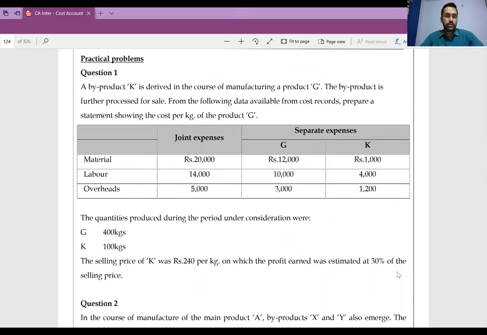Practical problems. Question number 1. A byproduct K is derived in the course of manufacturing a product G. Now, product G and product K. I told you from costing point of view, from cost calculation, revenue calculation perspective, whether it's a joint product or a byproduct doesn't make a difference to us.